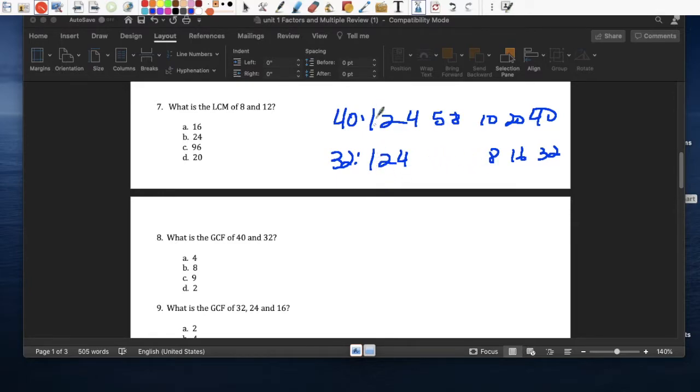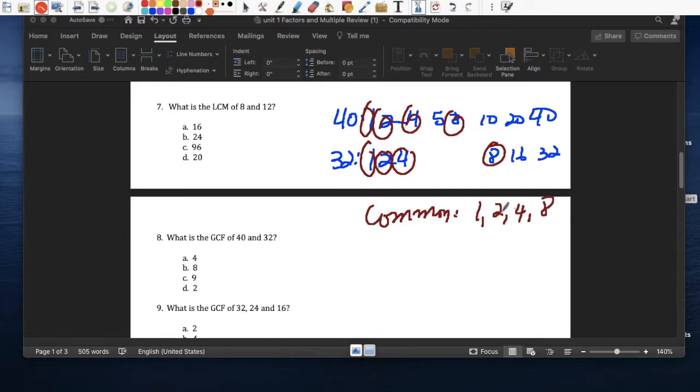So what do they share? They share the 1s, the 2s, the 4s, and the 8. So the common factors, remember how we did this? They have in common the 1, the 2, the 4, and the 8. Which one is the greatest common factor that they share? And that would be 8.